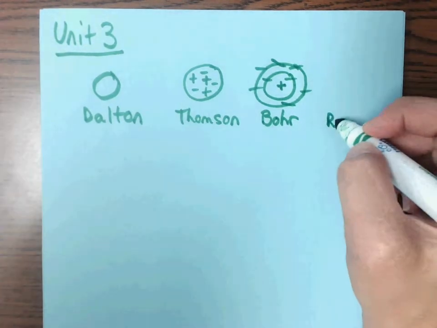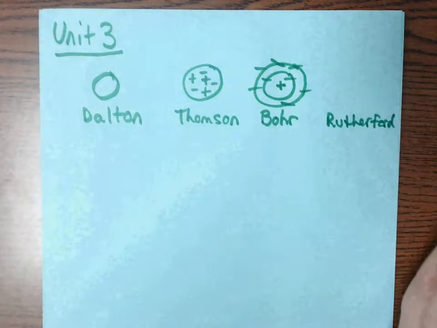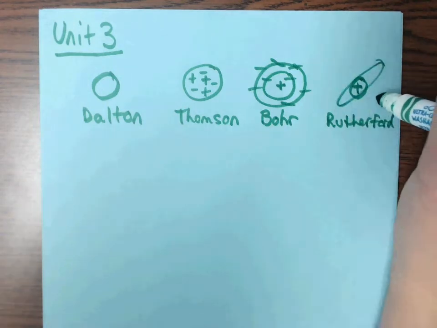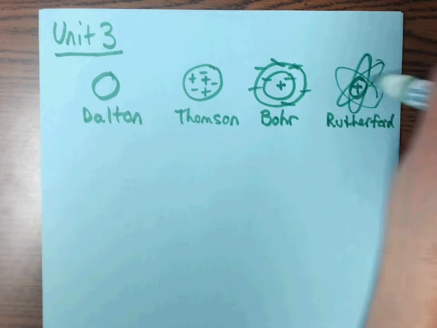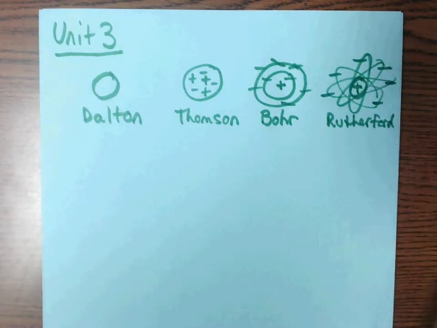orbitals. Also around the same time, we had the Rutherford model. Through his gold foil experiment, he was the one that discovered the nucleus, and then his electrons, that was the Jimmy Neutron model. He thought the electrons were just in various places outside the nucleus. So that's pretty much the development of the atom.